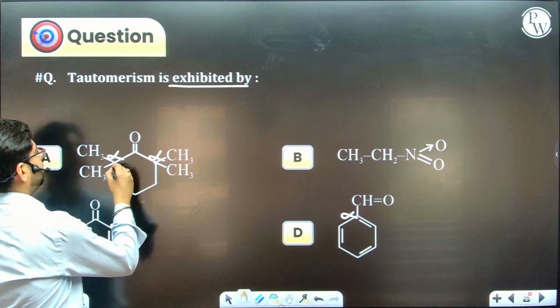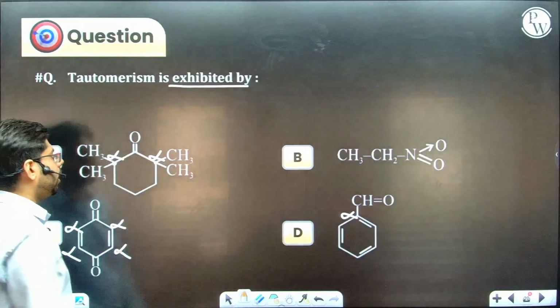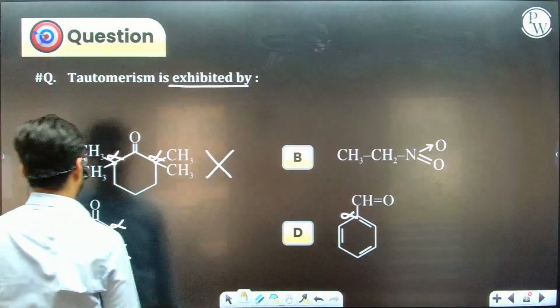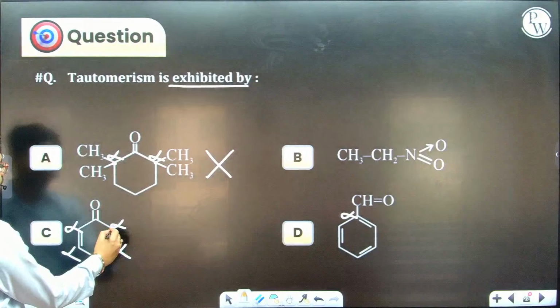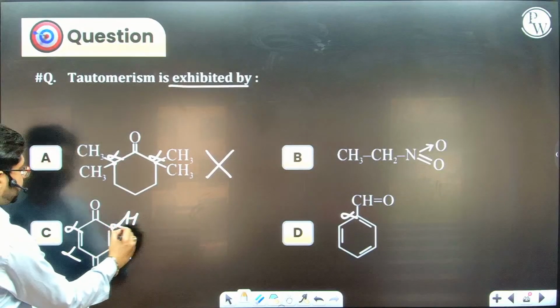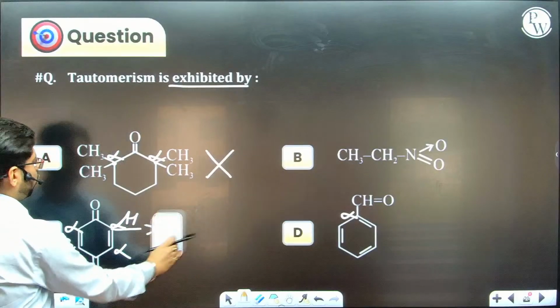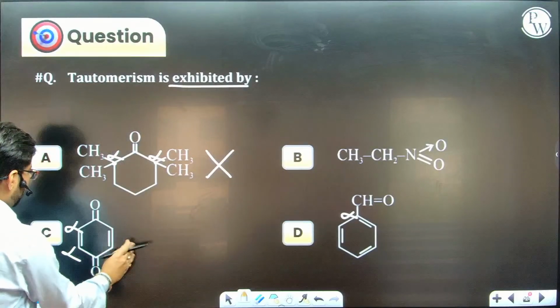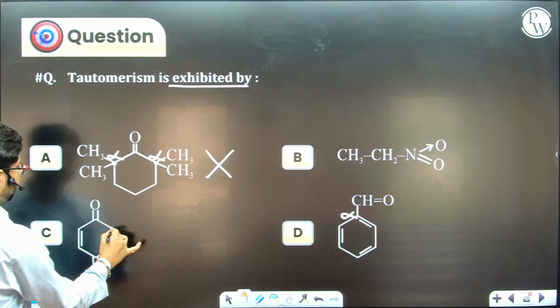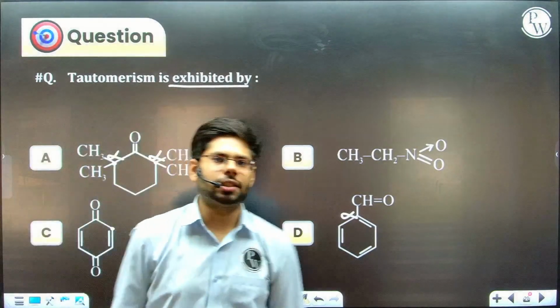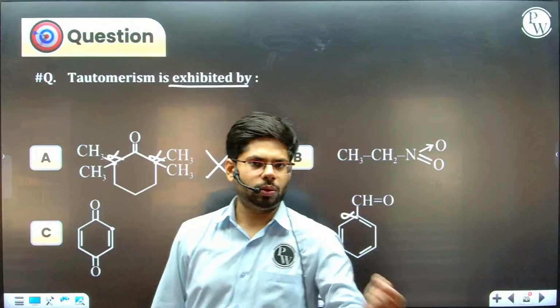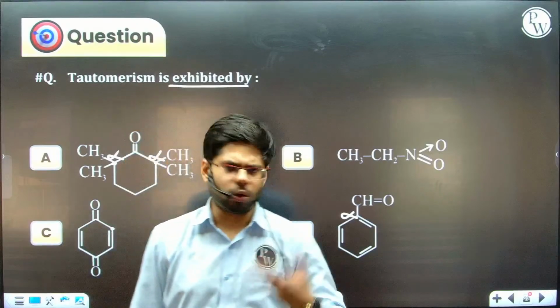This alpha carbon is sp3, but there is no hydrogen atom attached to it. So tautomerism is not possible here. Again here, this alpha carbon has a hydrogen, but this is sp2. So we cannot say that tautomerism is possible. Why? Because had this been sp3, then I would have said that yes, there is a hydrogen atom attached to the alpha carbon, and the alpha carbon is sp3, so tautomerism is possible.